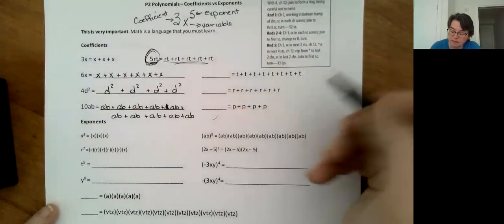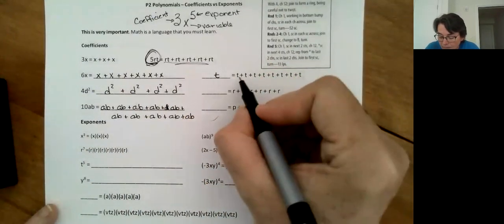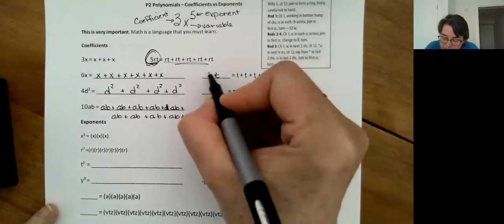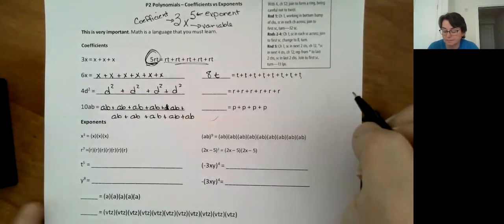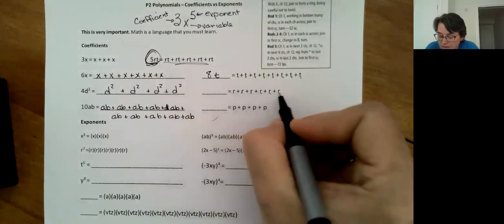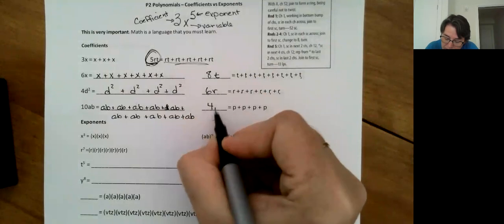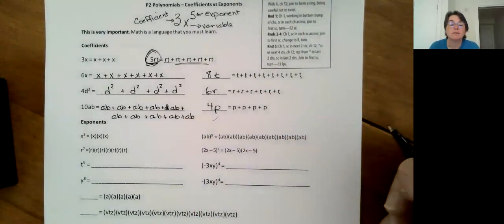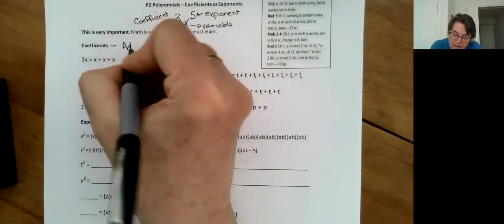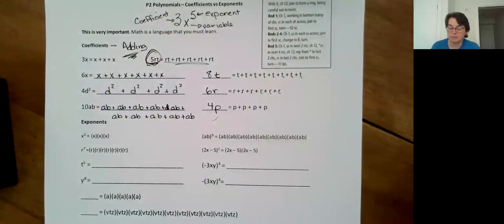Oh, this side will be easier. Look. All you got to do, you know there's going to be some t's because that's all that's there. 1, 2, 3, 4, 5, 6, 7, 8. 8t. 1, 2, 3, 4, 5, 6. 6r. And I don't have to count, I can see 4p. So coefficients, this has to do with adding. That's super duper important.